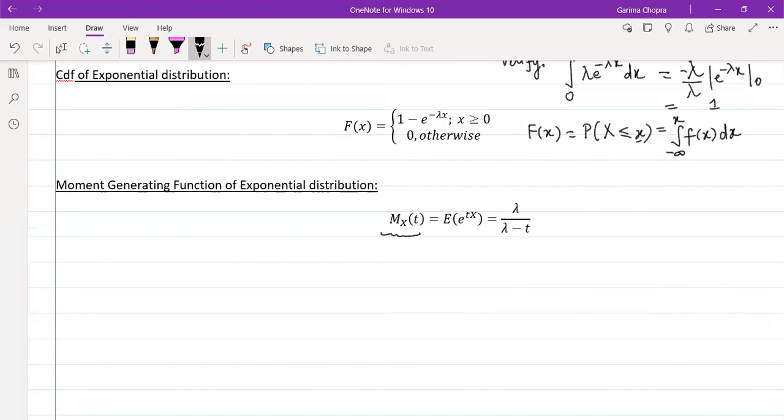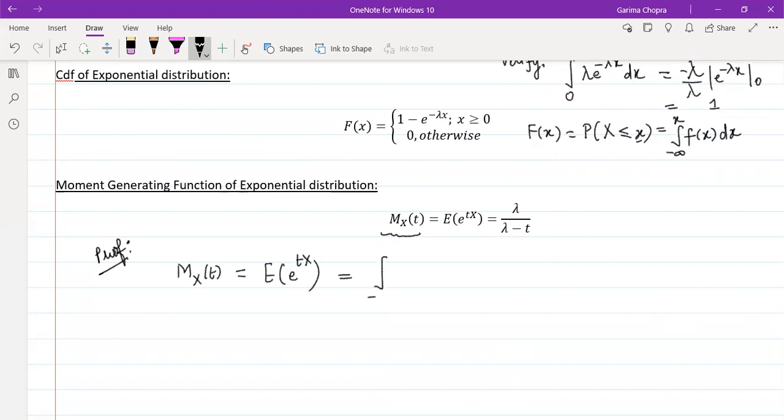Now, let us prove this result that the moment generating function will be given by this way. So here let us consider the moment generating function of this random variable x, which has an exponential distribution. By the definition of moment generating function, it is the expectation of e raised to power tx. And since here the random variable x is a continuous random variable, when we find this expectation, we will be using the integral.